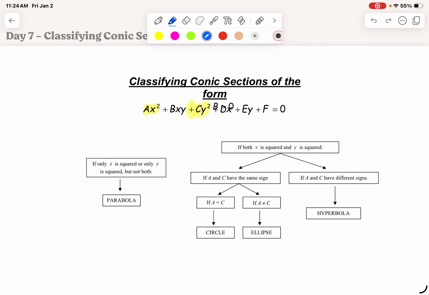So look at the sign. If it's a minus sign, hyperbola. Well, what if it's a plus sign? It's a circle or an ellipse. So then you're going to look at the coefficients. If they're the same coefficient, it's a circle. If it's a different coefficient, then it's an ellipse.